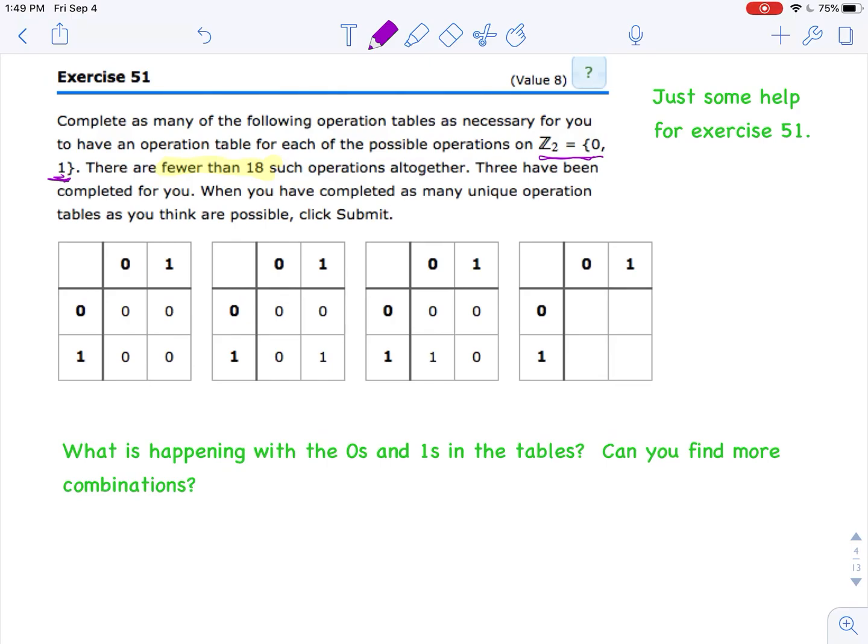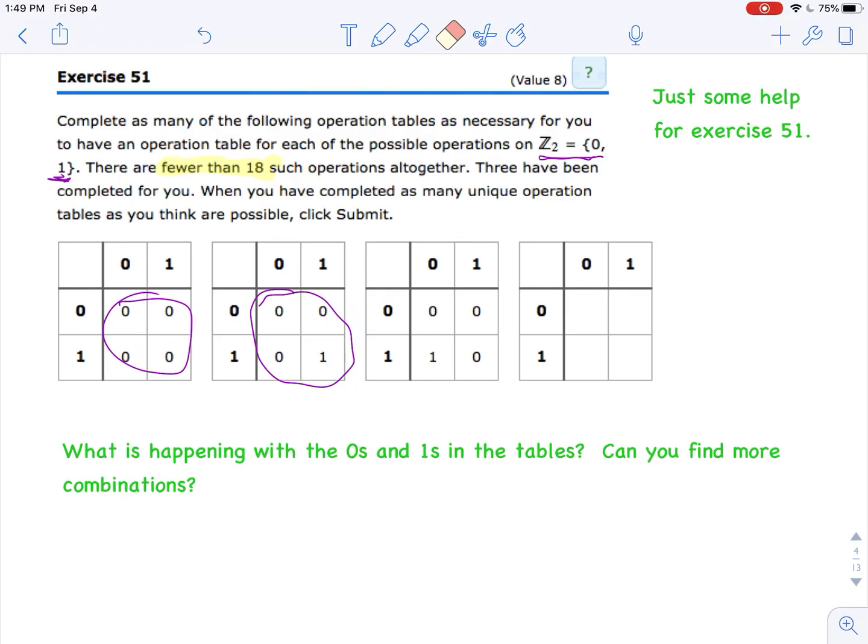How many different operation tables can you complete, even though we may not know what the operations are? So I could have all zeros like that. I could have zeros with a 1 in the bottom right corner. I could have zeros with a 1 in the left corner. How about zeros with a 1 in the top left corner? What if I did something like that? What if I have all 1s and a 0 there?